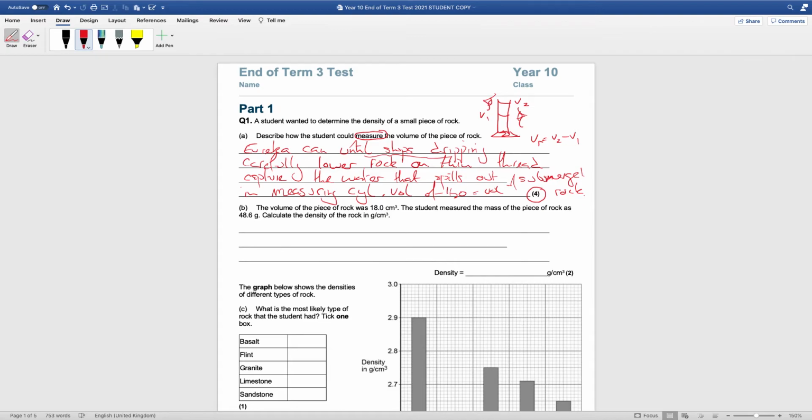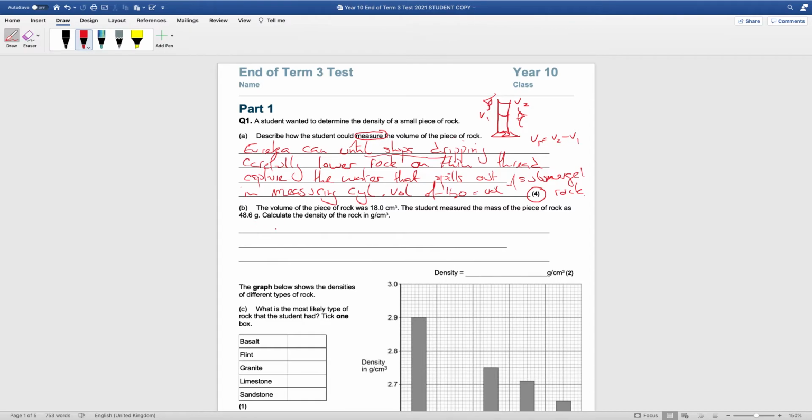Capturing the water that spills out of the Eureka can into the measuring cylinder, and then saying that the volume of the water is the volume of the submerged rock, or the volume of the rock. It's a difference between the two volumes. So that's what you're after. This is a method that you are required to know. So you just need to remember it, learn it.